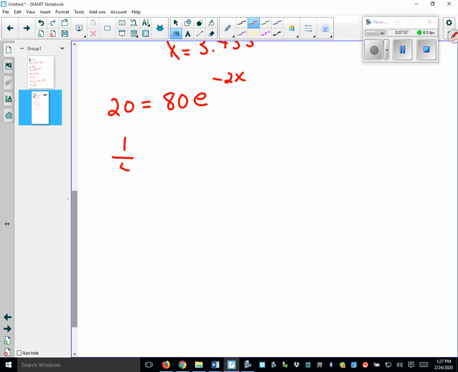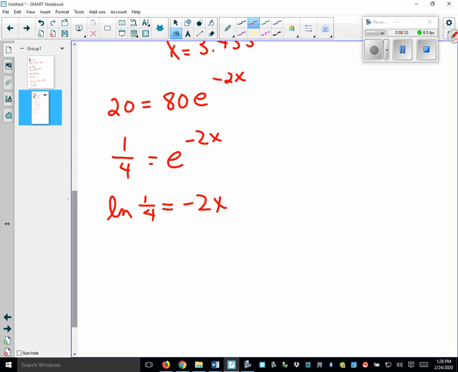So 1/4 equals e to the negative 2x. Ln both sides. Because it's an e, I have to ln. So what does ln of 1/4 equal? No, wait a minute. You're ahead of me. Ln of 1/4 equals negative 2x times ln of e. So what's ln of e? 1, so I don't have to write it.